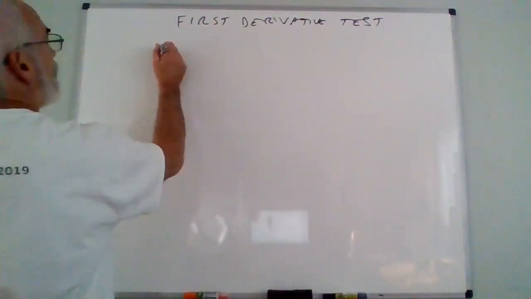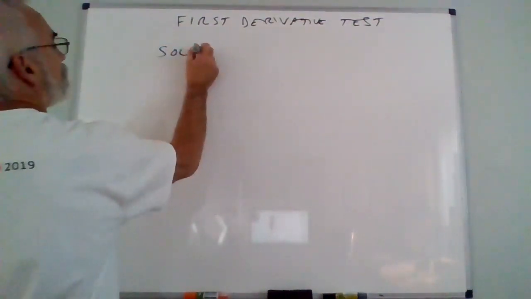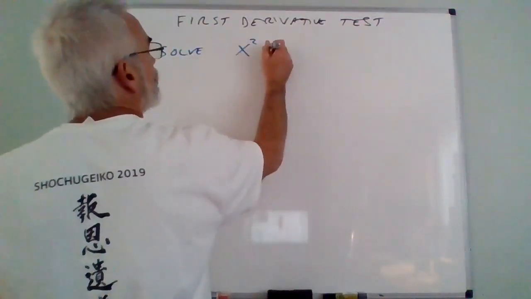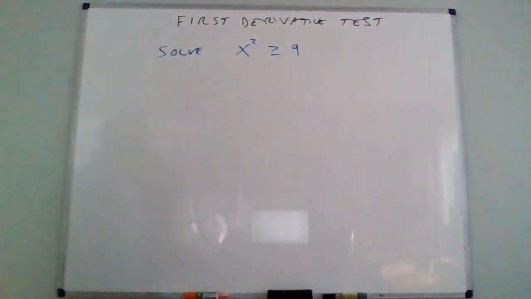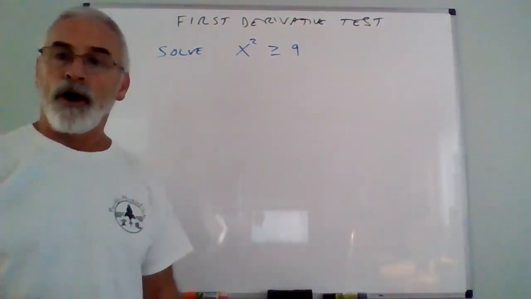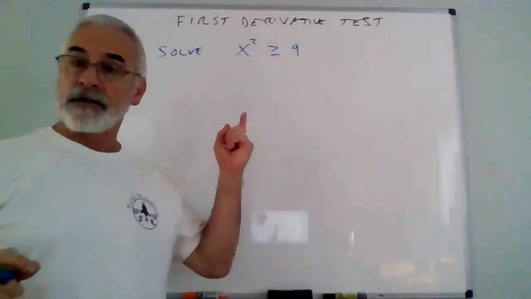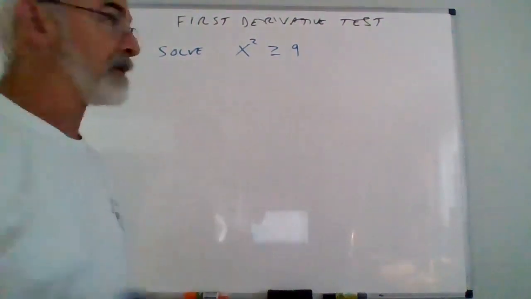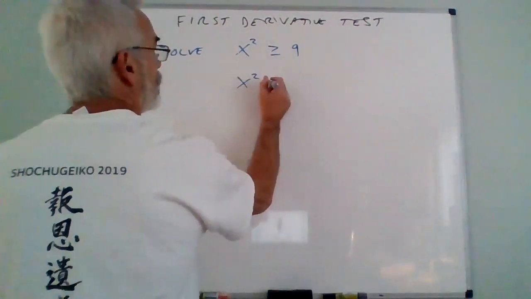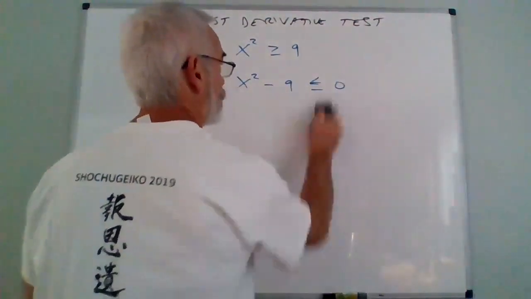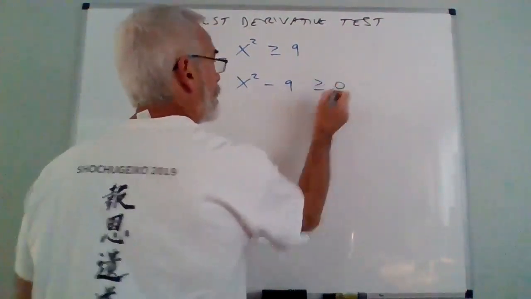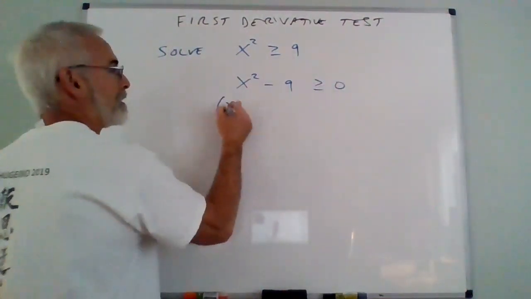So if I said, for example, I want to solve x squared is, let's say, greater than or equal to 9. Well, if I wanted to solve this inequality, is x greater than or equal to 3? Is that what I would do? No, whenever you're solving an inequality, you first have to get a 0 on one side. So the first thing you do is this. Oops. I'm sorry, I said greater than or equal to 9. Now, factor this.